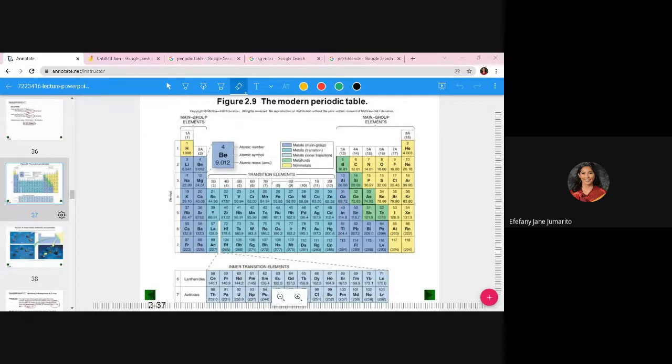Why do elements need to bond to other elements? Para ma-achieve niya, para mahimo siyang stable.